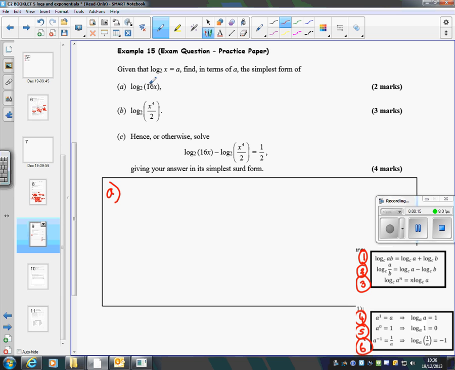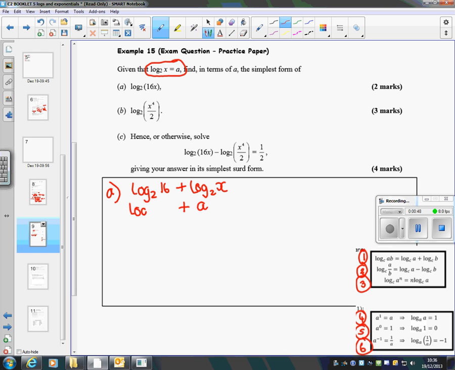It's the log of a product, and we know using rule 1 of our laws of logarithms that we can break a product down, log AB, into log A plus log B. So we can break that down to log to the base 2 of 16 plus log to the base 2 of x. Now log to the base 2 of x we know is equal to a. It tells us that in the question.